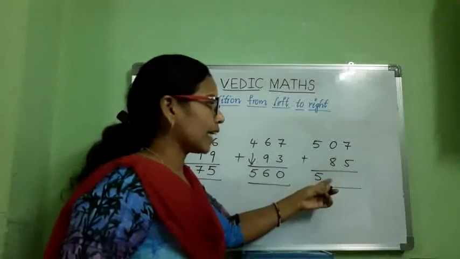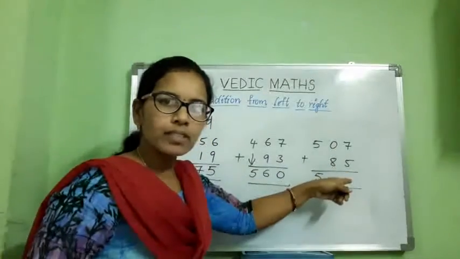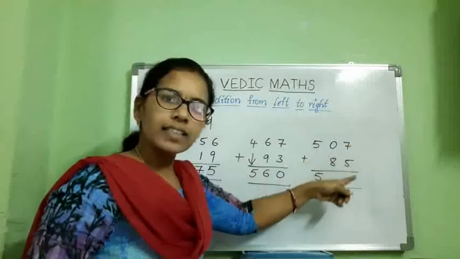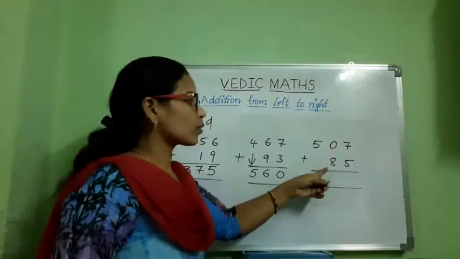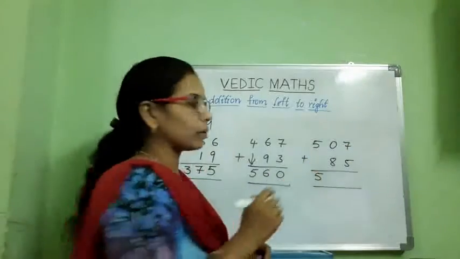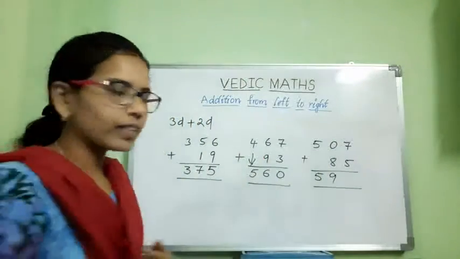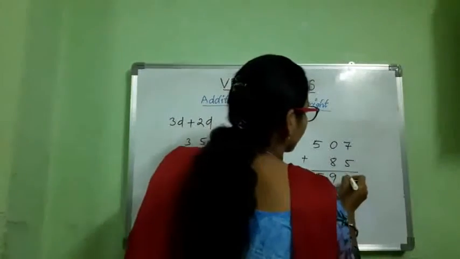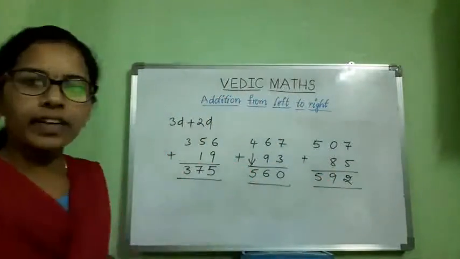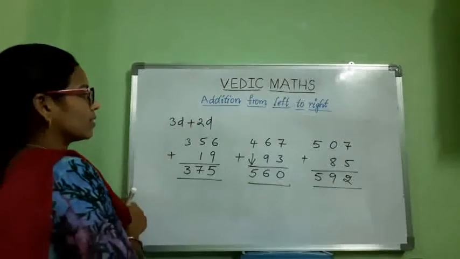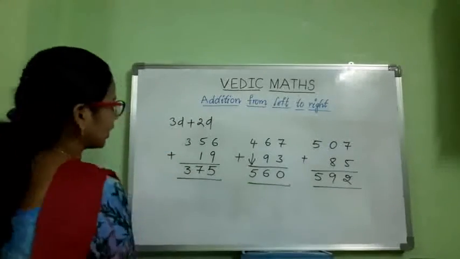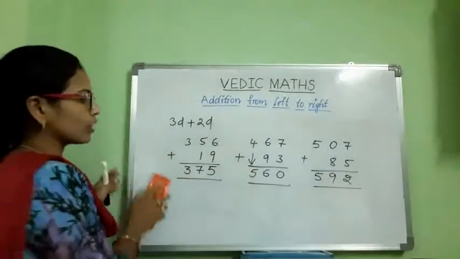So before dropping 8, check the next numbers whether they are carry or non-carry. This time these are carry numbers. So 8 increases by 1. That means 8 becomes 9. And the end digit of 7 and 5 is 2. The answer is 592. Yes, this is the way of doing addition of a 3-digit number with a 2-digit number.